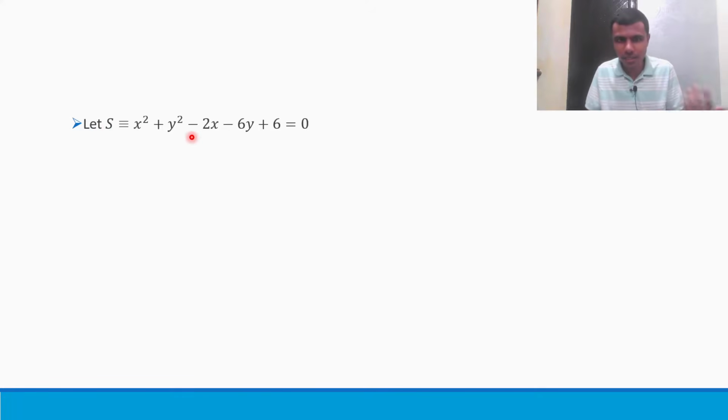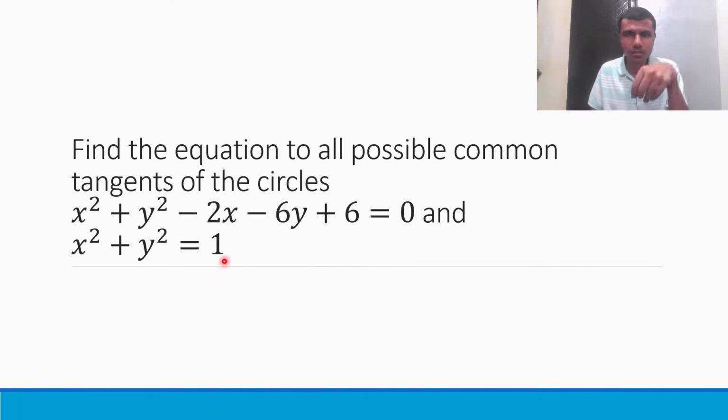Take the first circle as S. Let us represent the first circle x square plus y square minus 2x minus 6y plus 6 equal to 0. And S dash represents this circle. We are given x square plus y square equal to 1. I have to make the RHS 0, so I brought 1 here. So my second circle is x square plus y square minus 1 equal to 0.